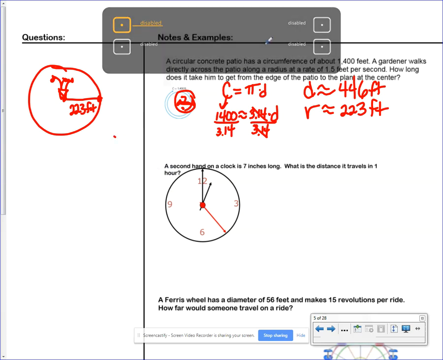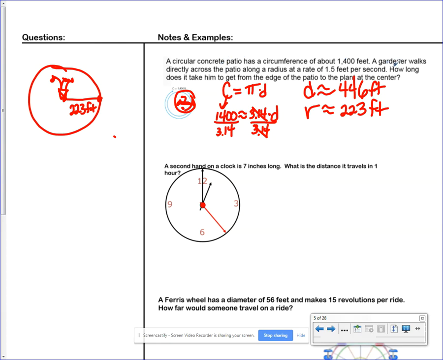We are going to be walking, or it should say a gardener is walking from here to here at about 1.5 feet per second. How long is it going to take him to travel these 223 feet? So take 223 and divide it by 1.5 feet per second. And this will tell you how many seconds it's going to take him to travel. So now take 223 divided by 1.5.